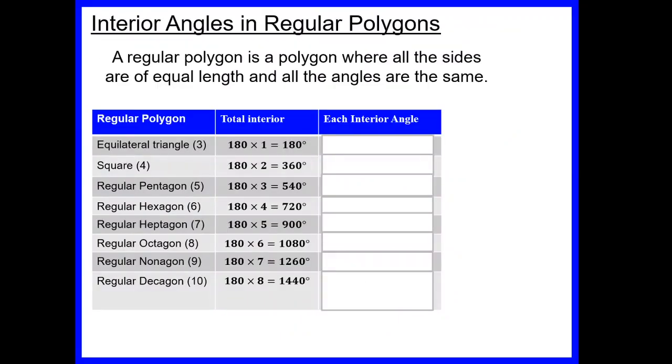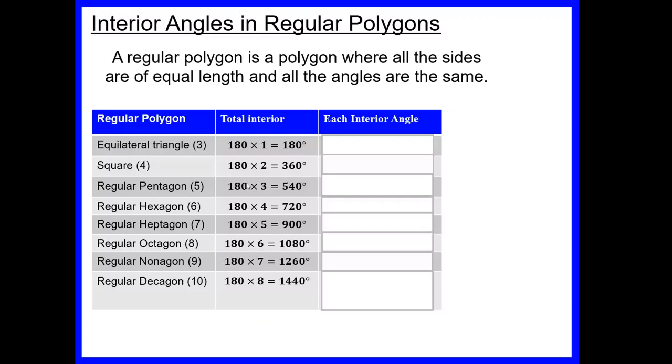Okay, we're now going to have a look at our regular polygons. The difference between our irregular and our regular is that in regular polygons, all the sides are the same length and all of the angles are the same. Knowing that all the angles are the same is useful, because it means if we know the total interior angles, we can work out the interior angles for each of the different vertices.